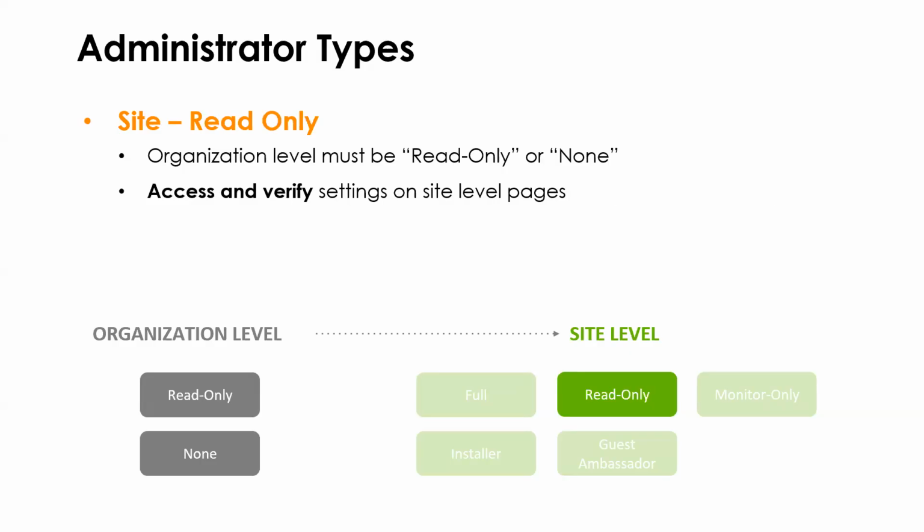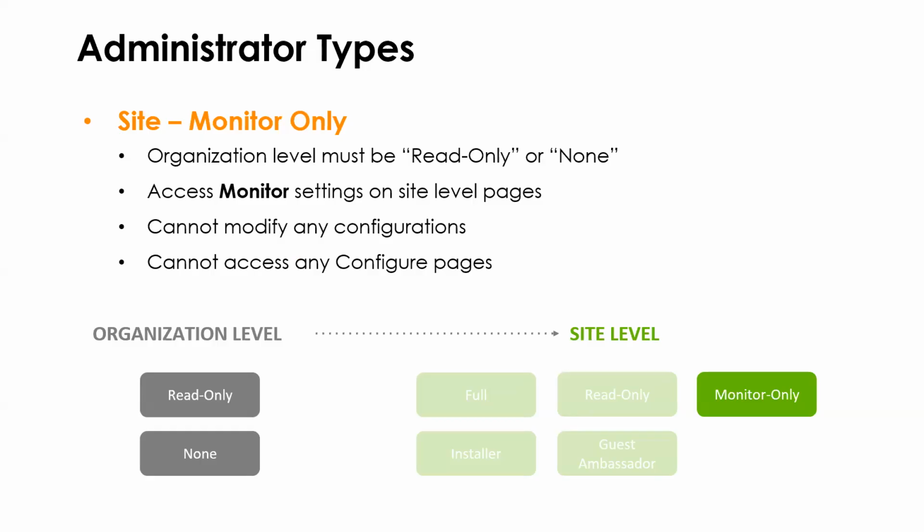So read only, just like at the org level, is telling you that this admin account can see everything that's been configured on that site, but can't change anything. Monitor only gives them access to the monitor pages in Nebula, but not to the configuration pages. So they can't even see how things are configured, but they can see the monitor tabs and see, hey, is this wireless device currently online or offline? Which SSID is this wireless user connected to, etc. So it might be a level that you would want for like a tier one support personnel to have access to, or an end user themselves to have access to.